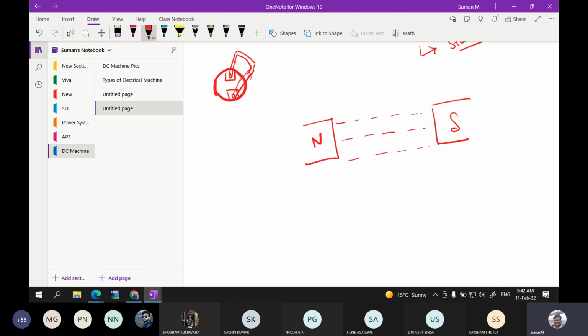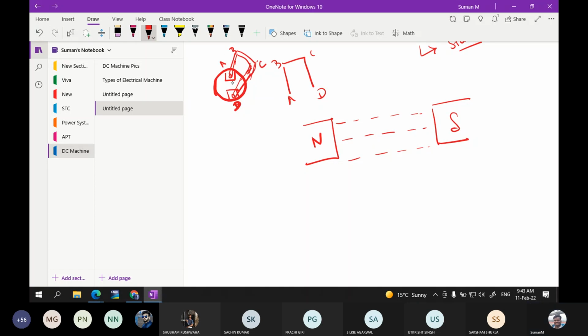Okay, so this is terminal A, let's say, and this is terminal B, let's say. We'll consider this as terminal D. So only one wire we are having, that we are bending. So this is A, B, C, D. This is A, this is B, this is C, and this is D. So this complete conductor is going like this.